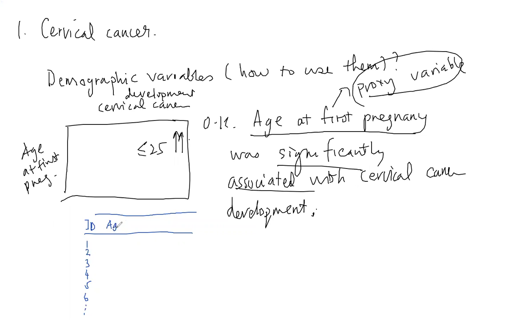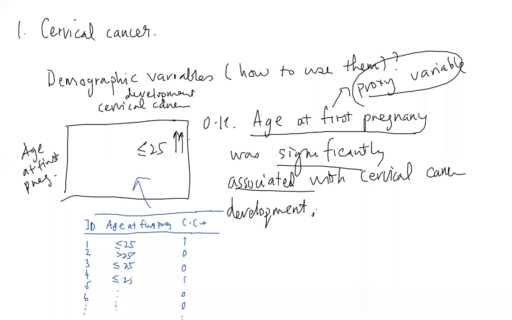Here you will have their age at first pregnancy. Some of them will be below or equal to 25, some more than 25, and so on. Over here you can record whether they have cervical cancer: yes, no, no, yes, no, and so on. If you have this data, you can make this table.